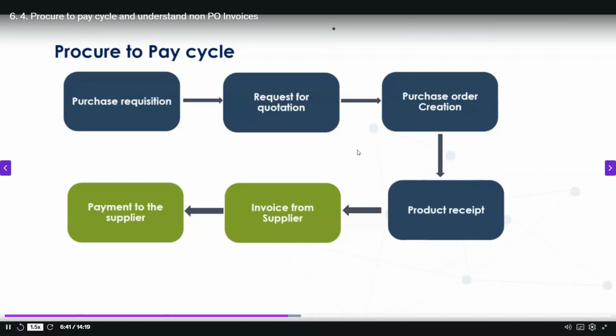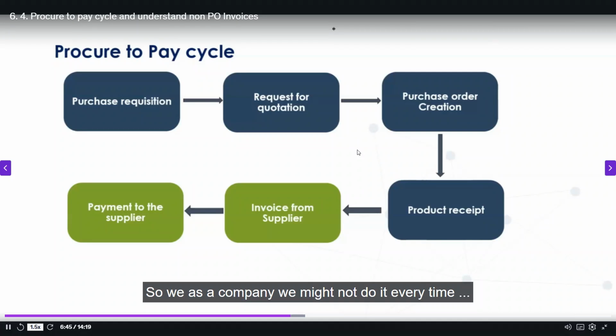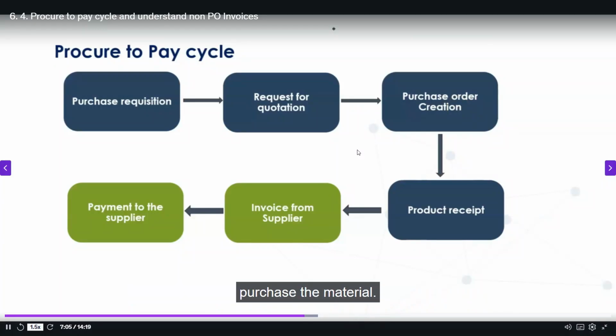I might not do it every time. We as a company might not do it every time because we have some existing agreements with certain vendors, and we straightforwardly go and create a purchase order with those vendors. That is the reason sometimes the purchase process gets started directly with the purchase order creation, right? Because we know from whom we want to purchase the material.